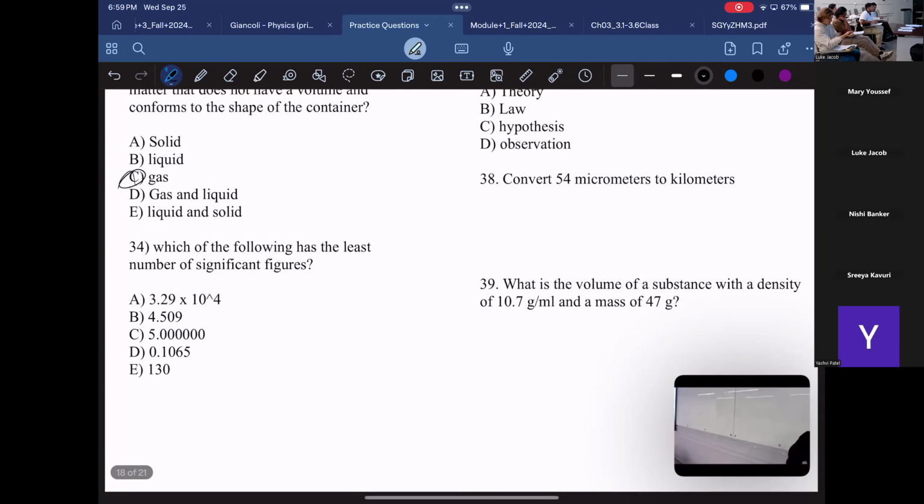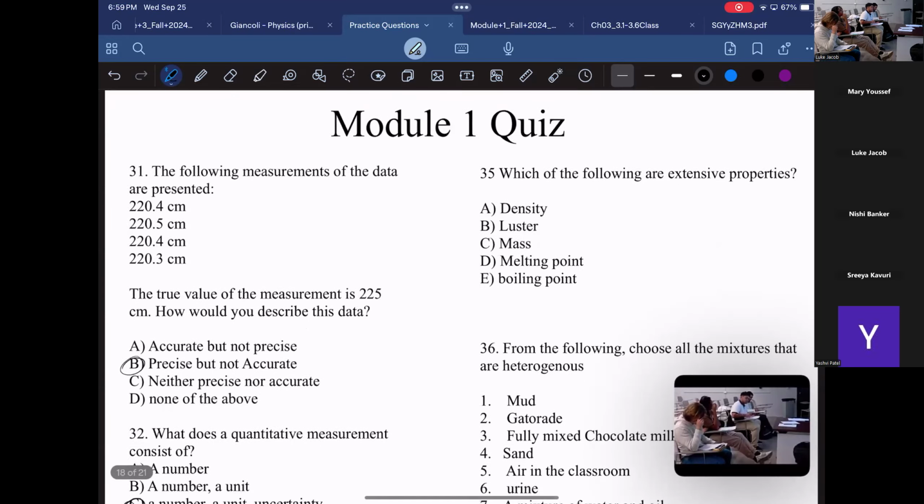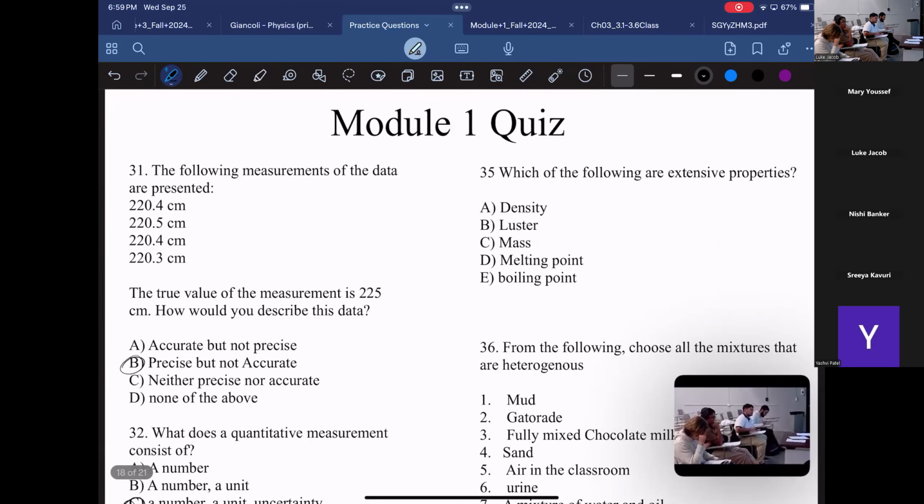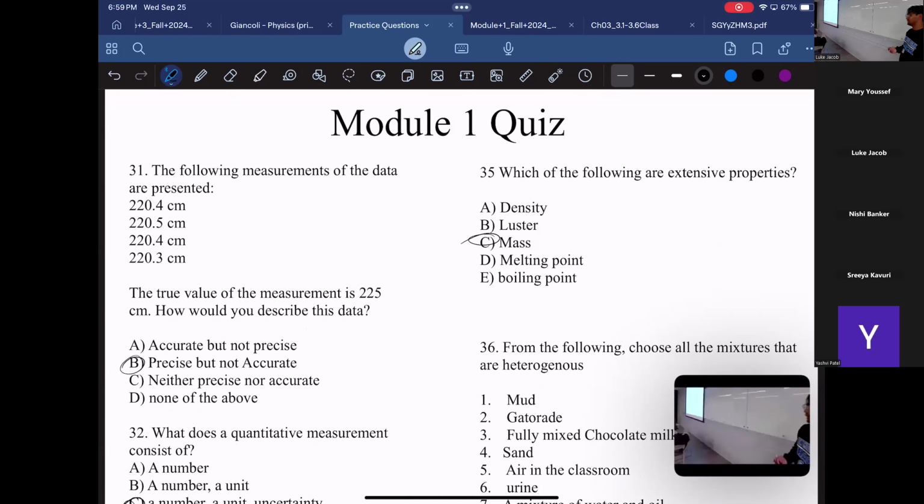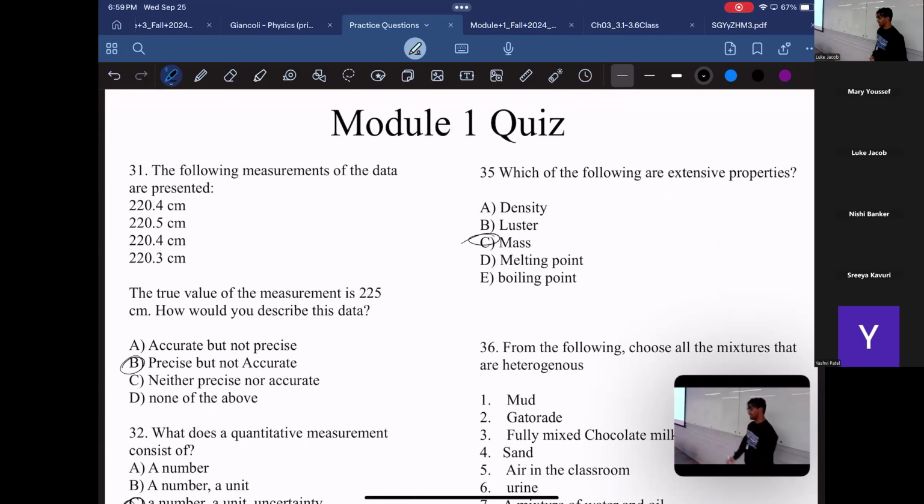All right, which of the following has the least number of sig figs? E. Yes, how many sig figs does that have? 2. Good, very good. Which of the following is an extensive property? Mass. C. Yes, all these are intensive properties. Intensive properties mean that no matter what you change, it stays the same. I kept saying in the beginning, if I cut my hand, I'm still me. So that's good.